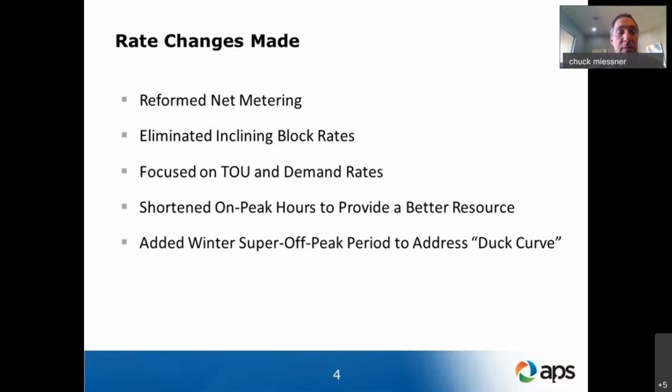And we continue to focus on time of use and on demand rates. We'd had a pretty big program prior to 3 years ago. We've actually had residential demand rates for about 30 years, which is very unusual for a utility in the residential sector. We shortened our on-peak hours to provide a better resource. Debbie showed the duck curve, which is a winter daytime phenomenon where you've got a real lull in usage and then a huge ramp up in the early evening hours. Both are problems. Both the belly of the duck is a problem and the ramp up is a problem. So we shortened our on-peak. We actually added a winter super off-peak period to address the duck curve.